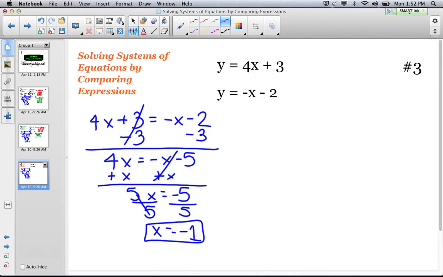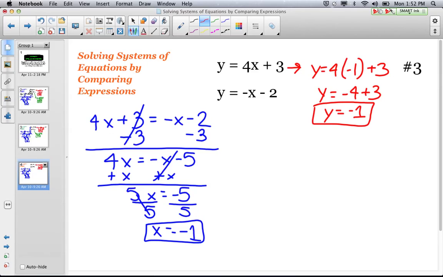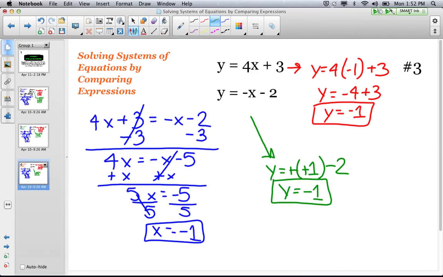And again, we're going to check our answers. So we have y equals 4 times negative 1 plus 3. y equals negative 4 plus 3. And y equals negative 1. For the second one, we have y equals negative negative 1 minus 2. When negative becomes a positive, we have y equals 1 minus 2, which is negative 1. So here we can say that when x equals negative 1, y equals negative 1. So at the point where the two equations are equal, x is negative 1 and y is negative 1.